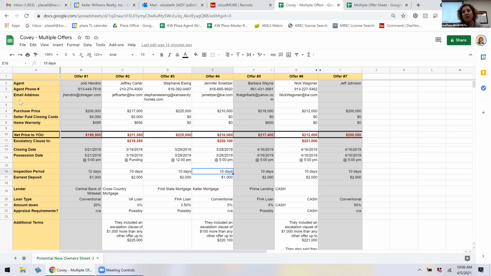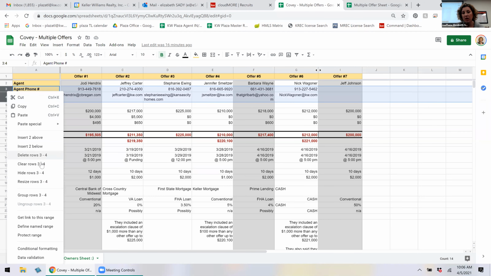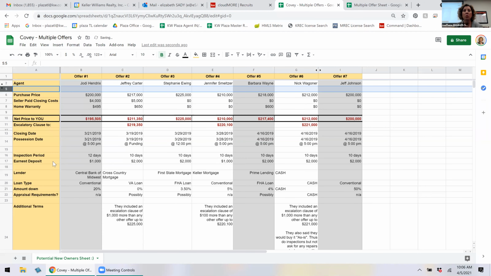Often when I would deliver this to my clients, I would end up hiding the email and phone number fields. I would hide these when I was speaking about it to my clients so that they're not calling the agents, though none of them did. But just for simplicity, when I was presenting to them, I would hide those fields.